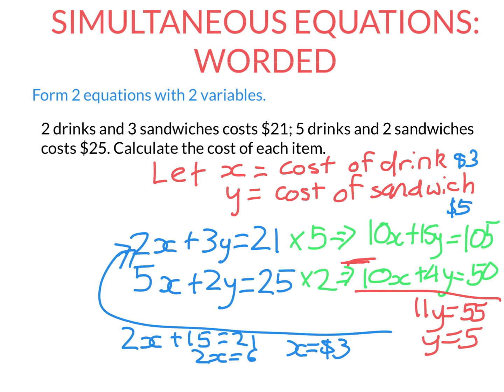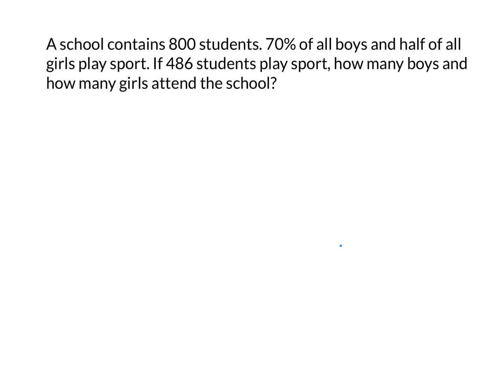All right, let's now look at a slightly harder worded problem. A school contains 800 students, 70% of all boys and 50% of all girls play sport. 486 students play sport. We need to work out how many boys and how many girls attend the school. So here there are two unknown quantities: how many boys and how many girls attend the school. So two unknown quantities, we've got two bits of information, and we're going to form two equations.